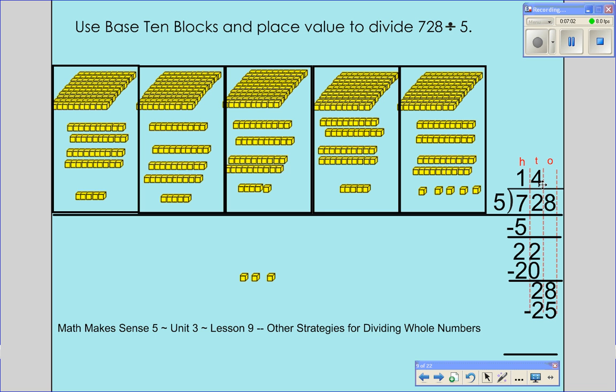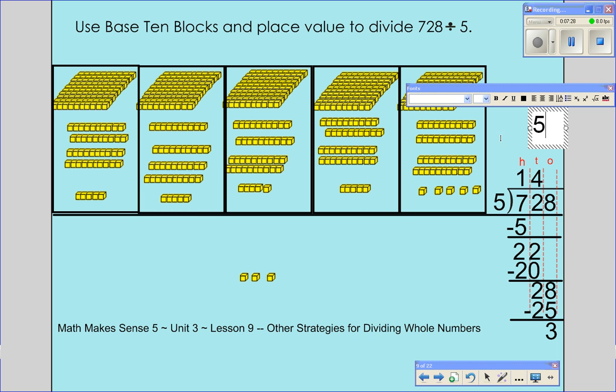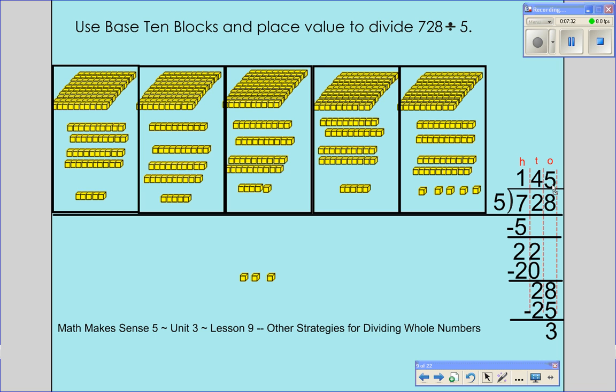Now, I took away those 25 ones, and how many do I have left over? Well, I got that 3. Let's make sure we record that. So there's our 3. And how many did each group get? They each got 5. So we'll need to put 5 in the total at the top. There we go.